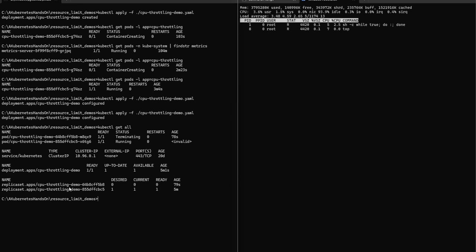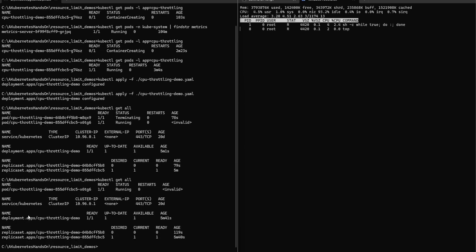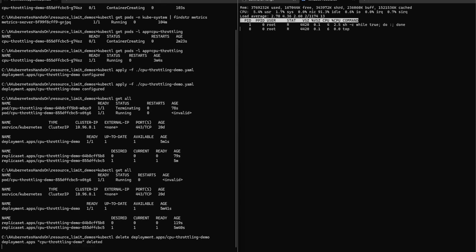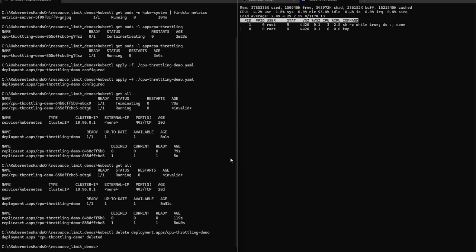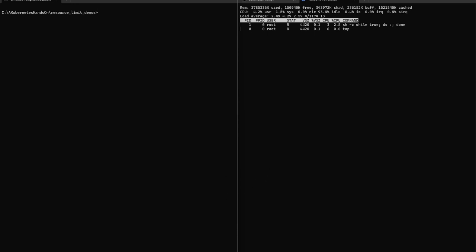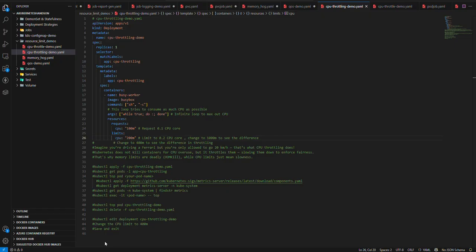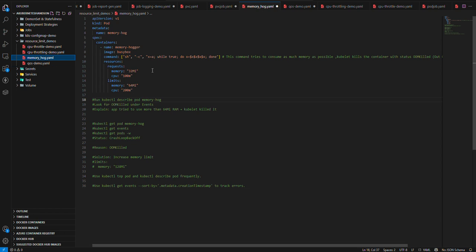Okay, so now let's delete this and go to the next demo. kubectl get all, and I will delete the deployment itself. kubectl delete. Okay, so it is getting cleared. Let it get cleared. Next thing is we are going to learn about the memory hog.